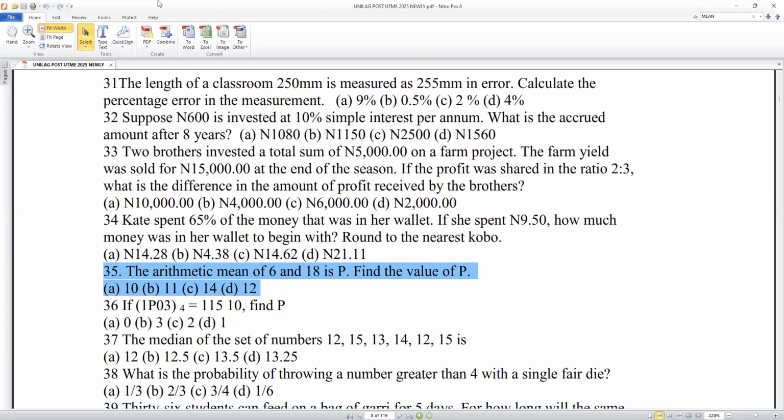Mean x bar equals P. And it is given from 2 numbers, 6 plus 18 divided by 2. The 2 numbers, 6 and 18, are given. So the total number is 2. Add them together, divide by 2. This implies that P equals 6 plus 18, 24, divided by 2.